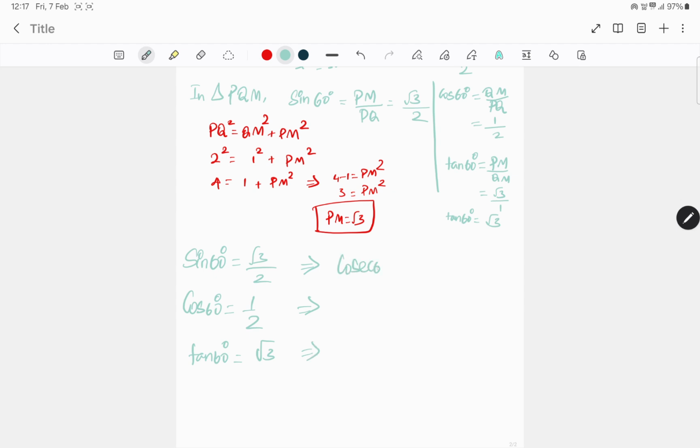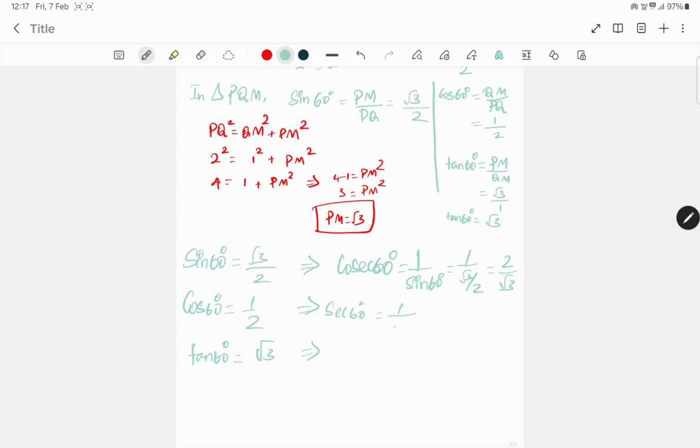Cosecant 60 degree is the reciprocal of sine 60 degree, that is 1 by root 3 by 2. If we take the inverse, it will be 2 by root 3. Okay, from cos 60 degree you can find secant 60 degree.